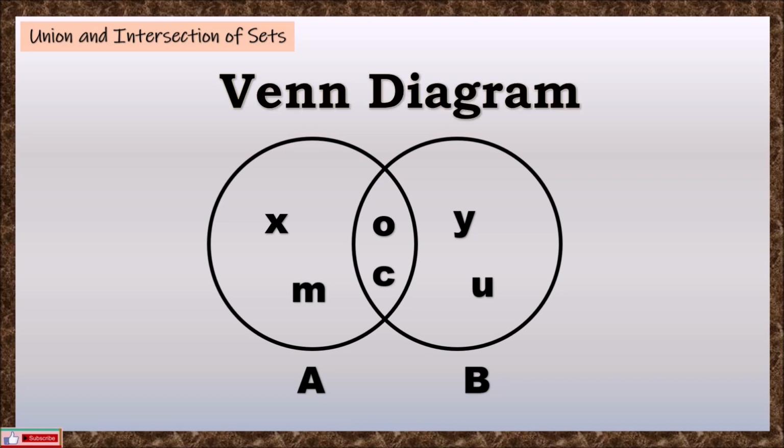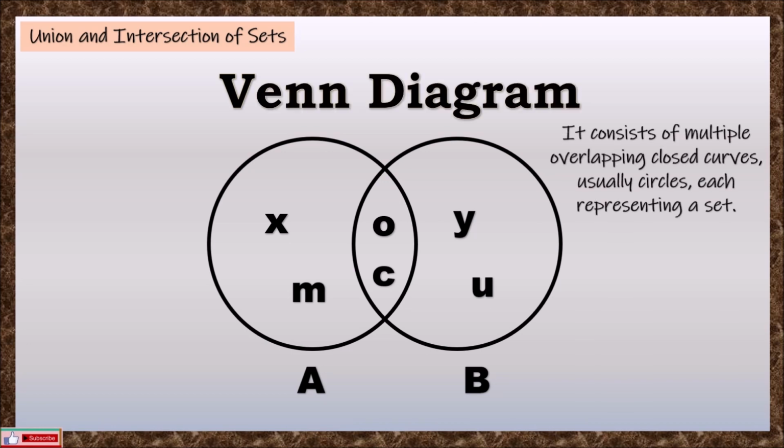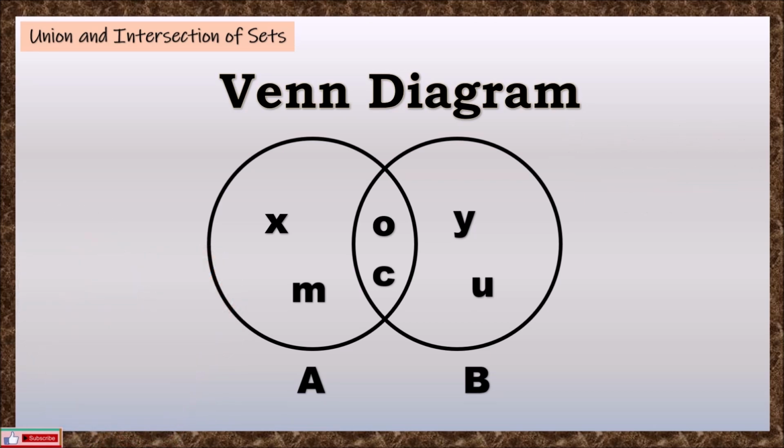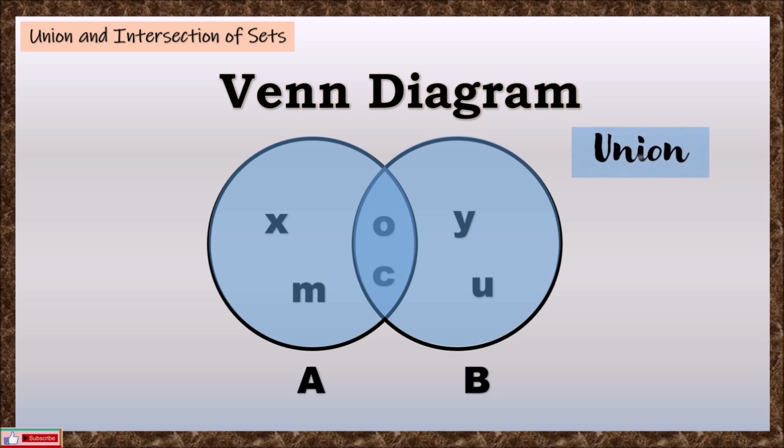This figure is called a Venn diagram. It consists of multiple overlapping closed curves, usually circles, each representing a set. The common elements O and C from our previous example are now in the area where the two circles meet. The whole shaded region here represents the union of the two sets, while the region where the two circles overlap represents the intersection.